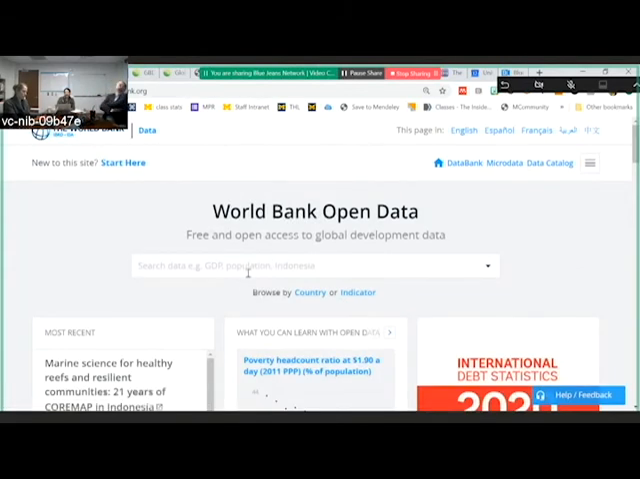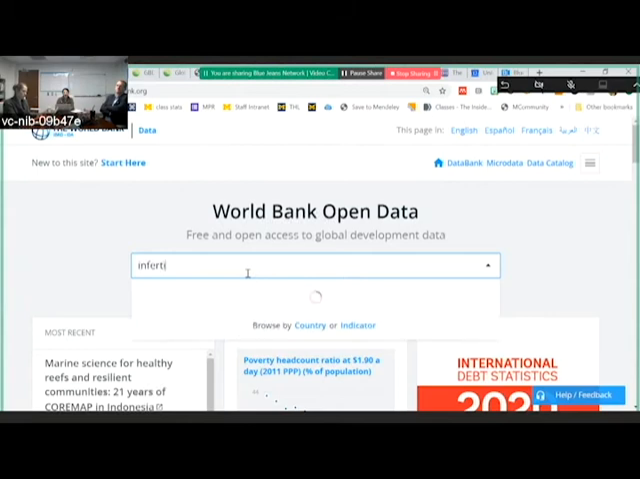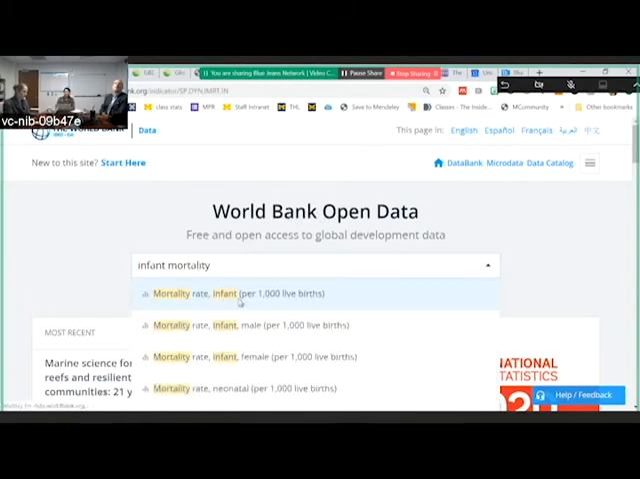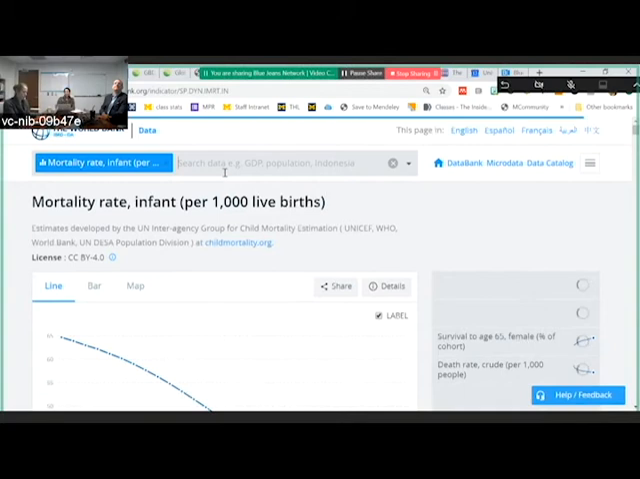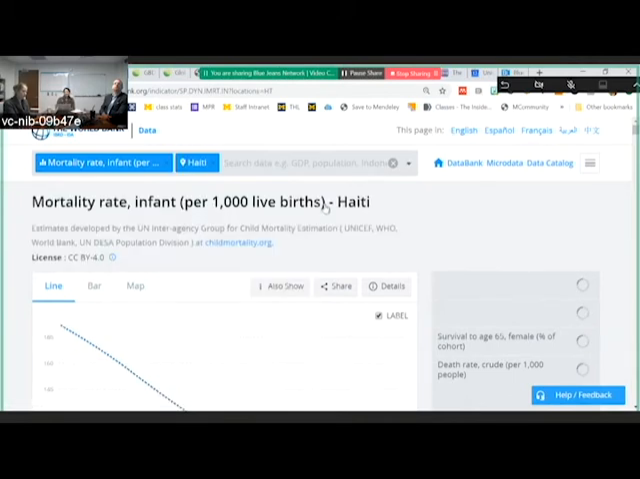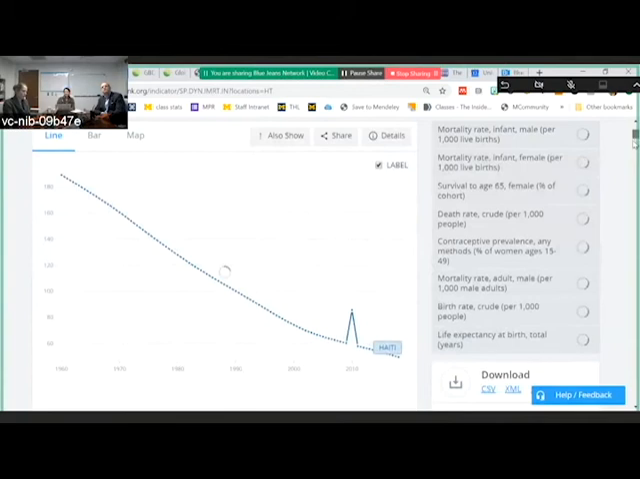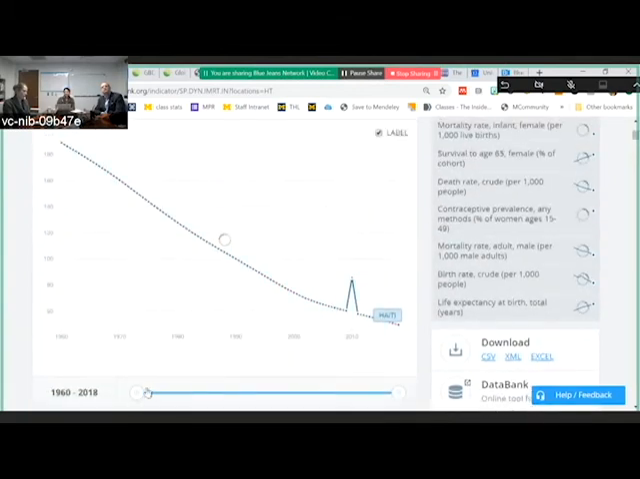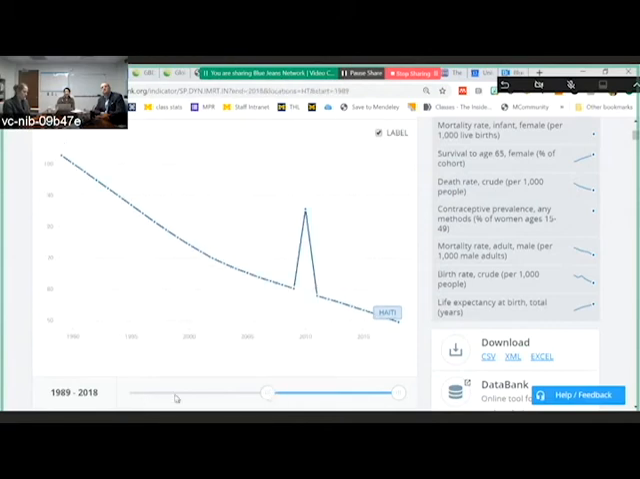I'm going to actually go into one more that I find very helpful. I'm going to do infant mortality rate. And this is one I use a lot with my students as an example. Haiti, infant mortality rate. Well, let me change this so you can see it a little better. You can see I can change the timeline of the graphing. I changed it to 1989 to 2018.